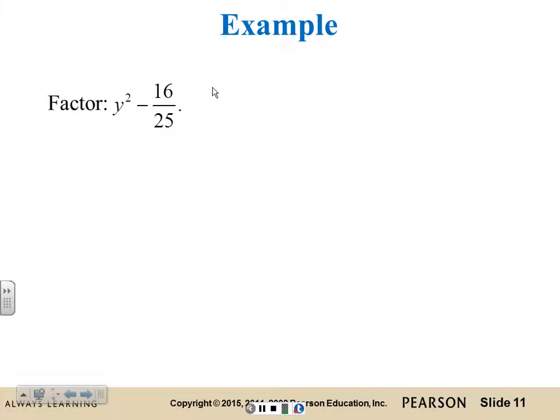Let's try this one. I have a binomial. There's nothing in common. I have a minus here. I can take the square root of y squared, and I can also take the square root of 16/25. So I'm going to open up two sets of parentheses, plus in one, minus in the other. Square root of y squared is y. Square root of 16/25 is going to be 4/5. You just take the square root of the top and the square root of the bottom.